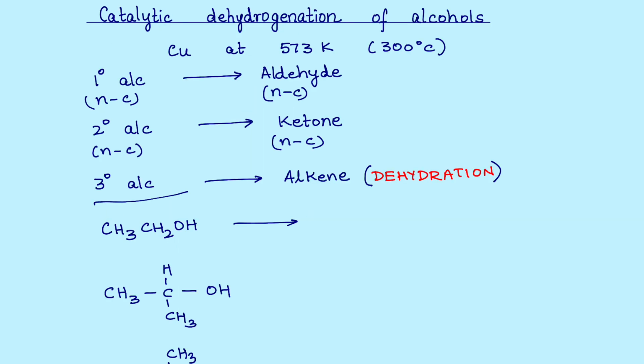Come to 3-degree alcohols. What happens in their case? Tertiary alcohols, they are finding it difficult to lose hydrogen. So what do they do? Look at the word that I've written over here. Dehydration happens in their case, and they result in the formation of alkenes. So what do I want you to do?